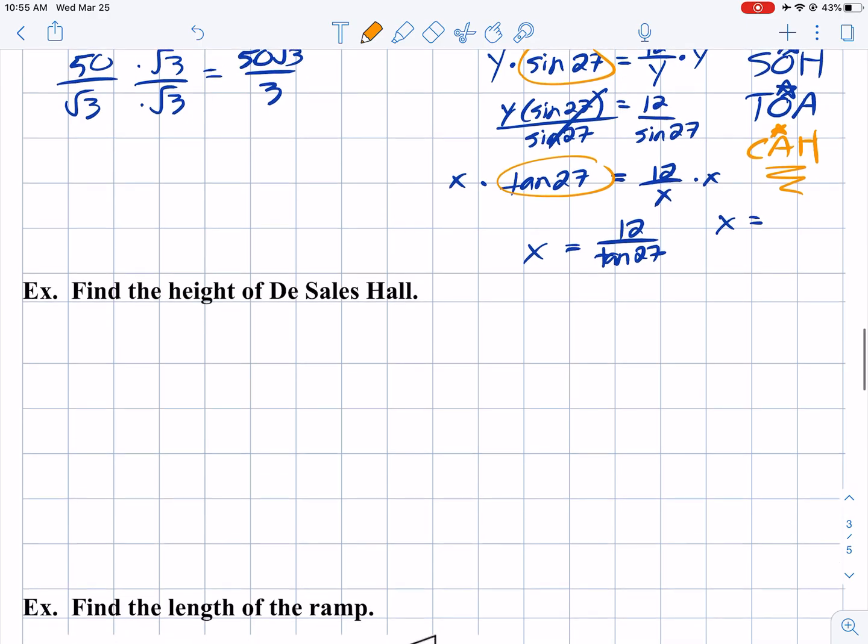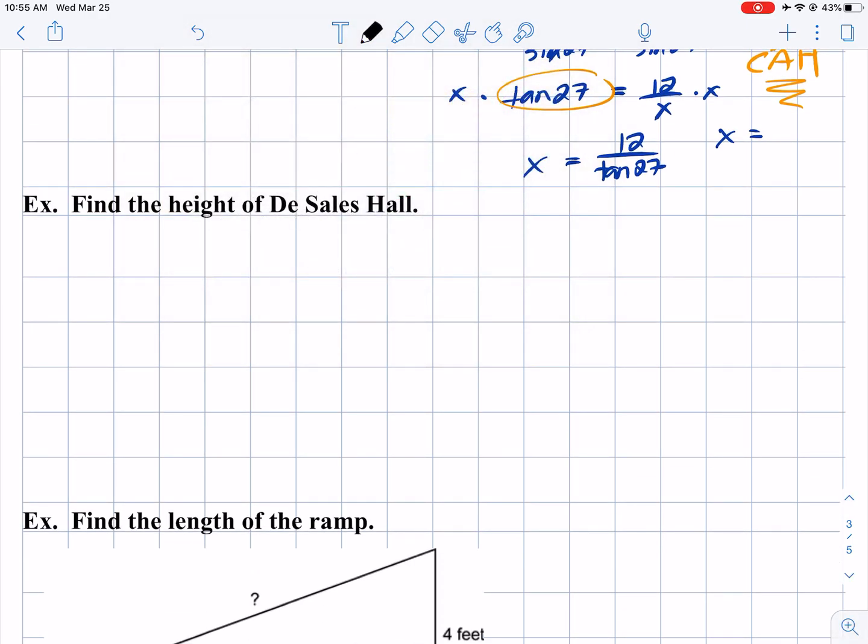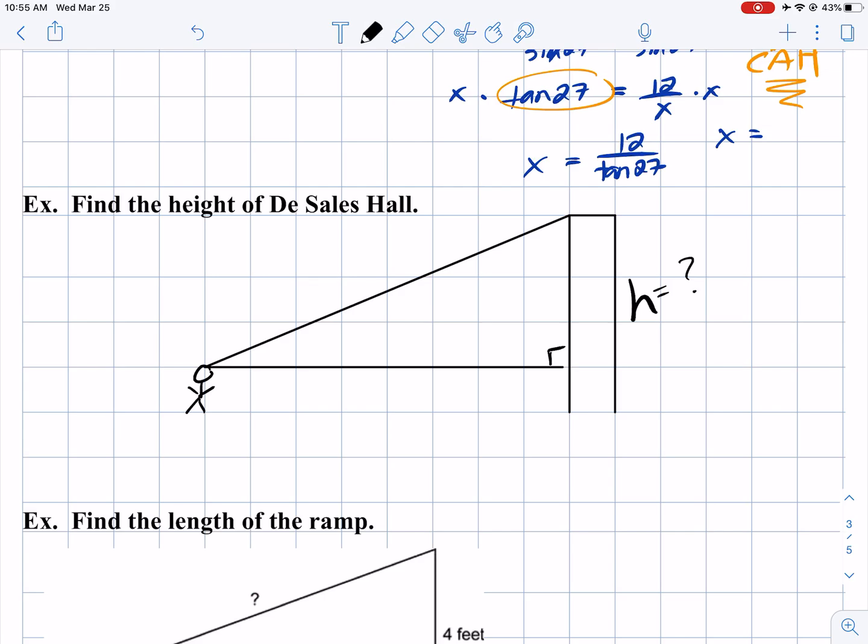Okay, let's try another example. Let's say we are standing here looking out at, we can draw this one together, looking out at DeSales Hall. I know it's hard for us to visualize, haven't been there in a while, but here's DeSales Hall and we want to find this height. We want to know how tall DeSales Hall is. Well, if we're standing on flat ground here, we know we have a right triangle, and if we just can find this angle measure, theta, we're going to pick some measure here. We can actually find the height.